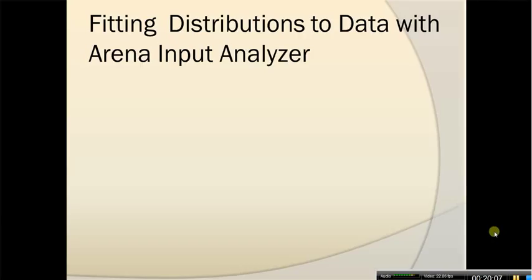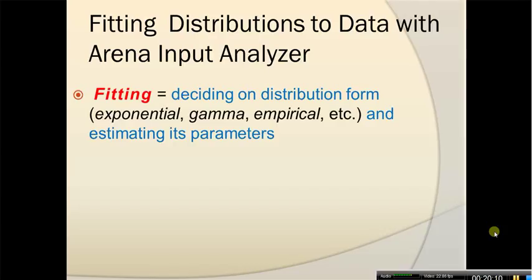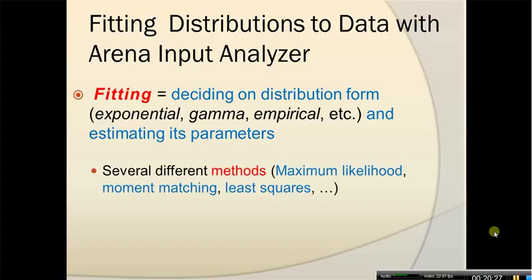So here I'm going to review how we use the input data analyzer. What the fitting really is, is basically deciding on a distribution form and also estimating its parameters. And distribution form is what type of distribution it is. Is it exponential, gamma, empirical, or some other distribution possibly? There are several different methods on how to estimate distribution, or fit data to a distribution. These include the maximum likelihood method, moment matching method, and least squares estimation method.